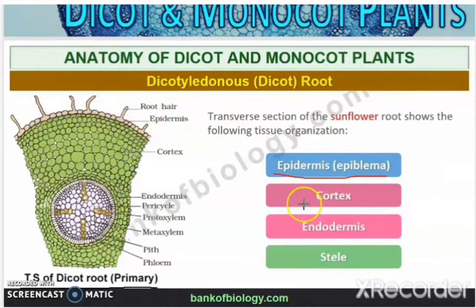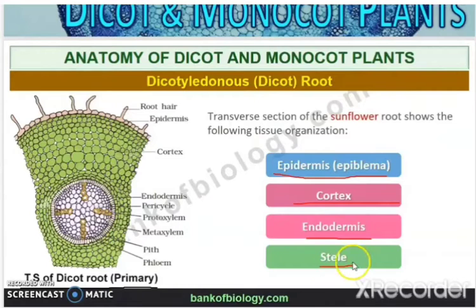And then we will be learning about the next tissue organization, which is the cortex, right? So what does this cortex include? It includes the parenchyma cells and the endodermis layer. We will be learning what endodermis is. After the cortex, we will see the endodermis layer, and then comes the last part, which is the stele, right? So these are the 4 different tissue organizations which we see in the root portion of a dicot plant.